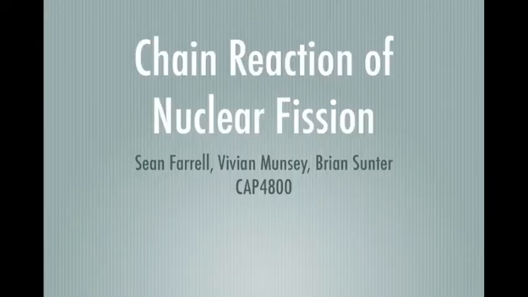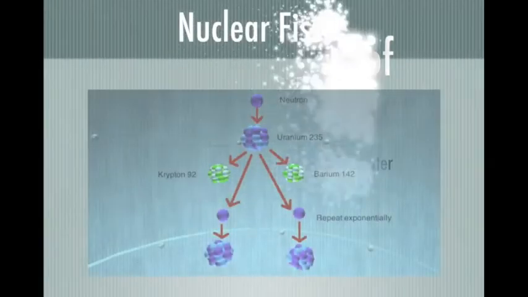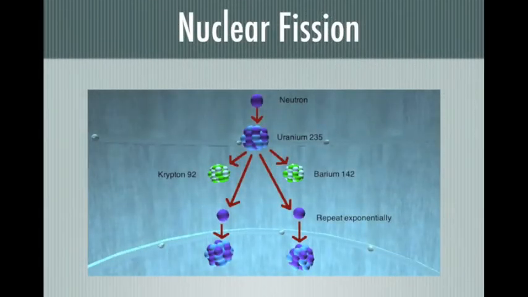This is Sean Farrell, Vivian Muncie, and Brian Sunter, and we are modeling a chain reaction, specifically nuclear fission using uranium, barium, and krypton. First, a neutron is shot into uranium-235. The uranium then splits into barium-142 and krypton-92.